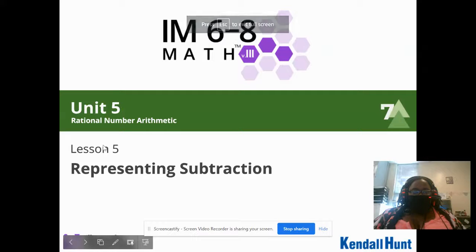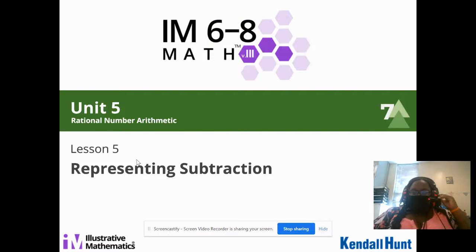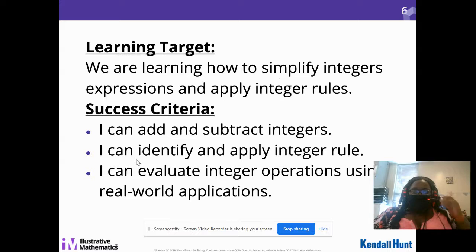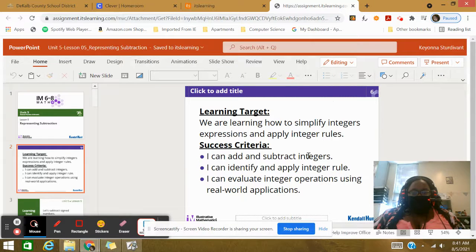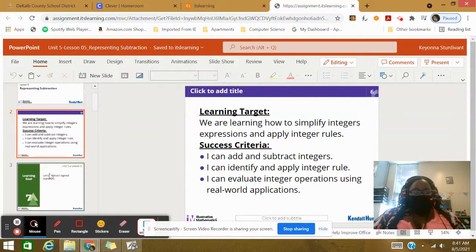Okay, so we are in lesson 5. We're looking at representing subtracting. Again, let's take a look at our learning target and success criteria. We'll learn how to simplify integer expressions and apply integer rules. And the success criteria states that I can add and subtract integers, I can identify and apply integer rules, I can evaluate integer operations using real world applications.